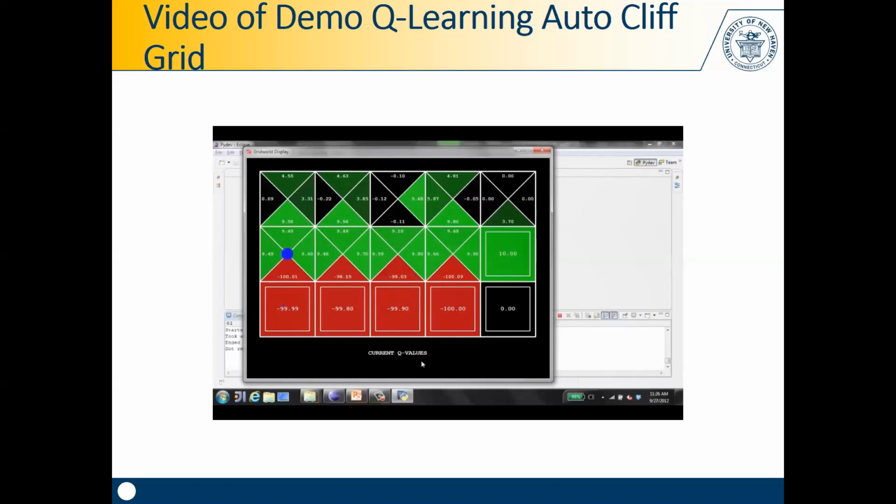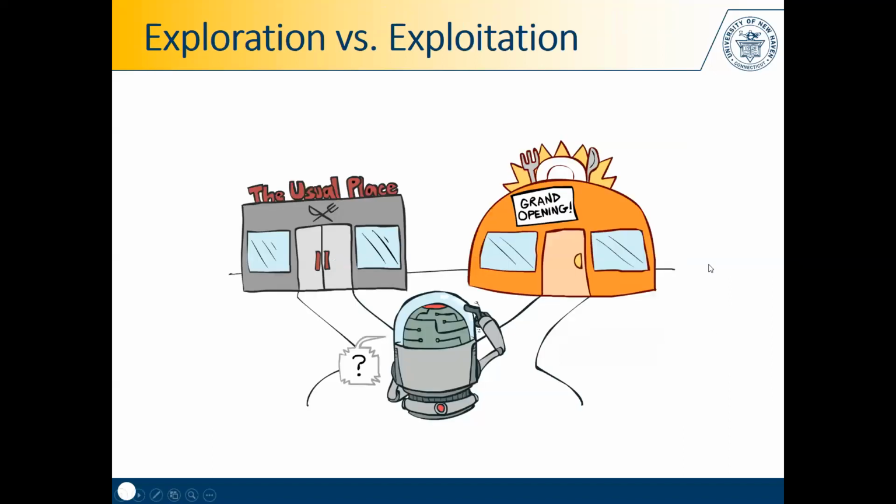A couple other things to note. First of all, I have no idea what this square does, because I can't get there. Of course, in reinforcement learning, you're not going to learn about things you can't try out. Secondly, there's some stuff up here that I have never really been in a position to try. So maybe they're great. I don't know. We'll talk about these issues in a bit. All right, let's talk about these issues. Remember, I mentioned the exploration versus exploitation dilemma.